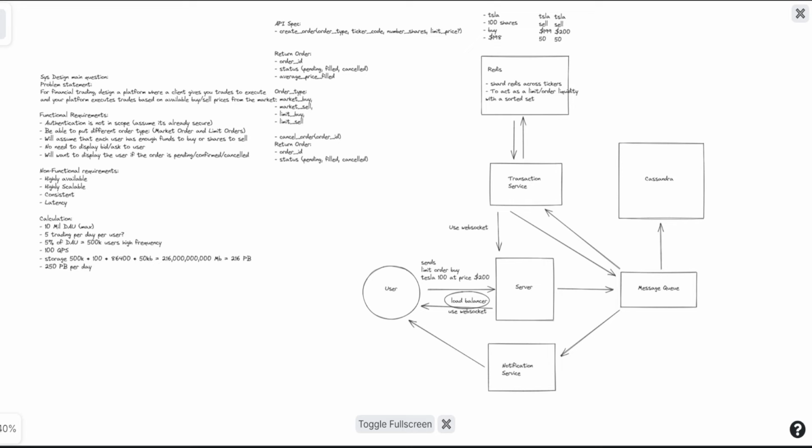My question is, were you thinking of a NoSQL or a SQL setup to store the records of these transactions? I was thinking both, SQL and NoSQL. To be honest, over here we can definitely use SQL as well for the transactions.